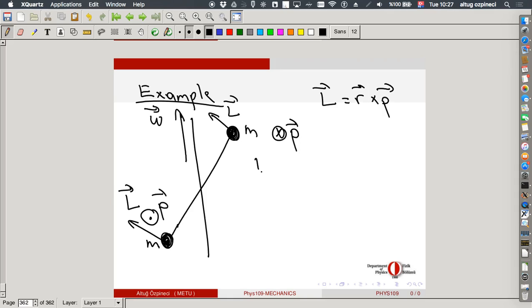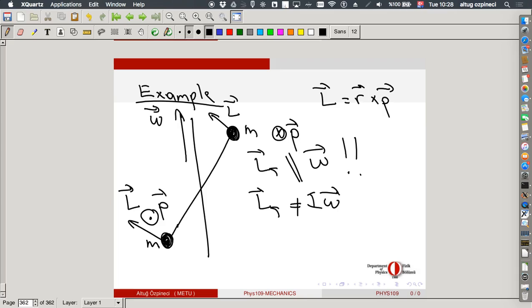So the total angular momentum is not parallel to omega. Then L, the total, cannot be equal to I times omega. Well, this is not a symmetric case. This is in fact why it fails.